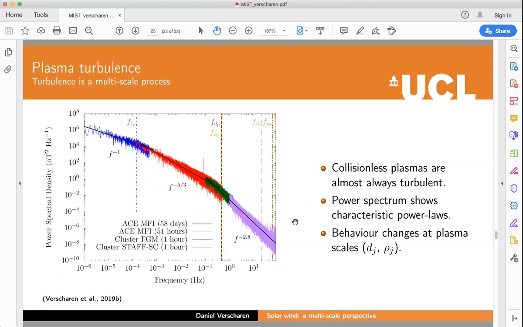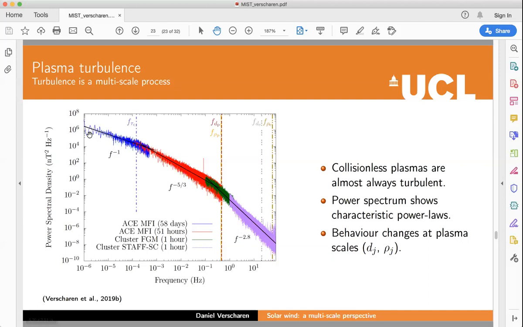Turbulence is basically by definition something that occurs over many different scales. This is a composition of different measurements of the turbulent fluctuations. It's a power spectrum. On this axis, you basically have a measure for how strong the fluctuations are at different scales, and here you see the different scales. They are expressed in terms of frequencies, because when you measure with a spacecraft, you only measure time variations. You can't measure spatial variations with a single spacecraft, but they are translated almost directly into a spatial variation in the plasma.